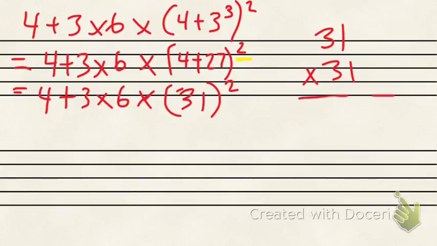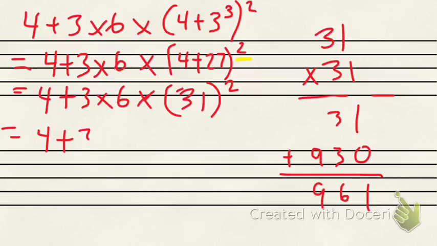Alright, so 1 times 1 is 1, and then 1 times 3 is 3, and then I have the 0 there, the placeholder. 3 times 1 is 3, and then 3 times 3 is 9. And then add it all up, 1, 6, and 9. 961. So now we have our 31 squared, 961. 4 plus 3 multiplied by 6 multiplied by 961. Wow, this is a crazy question.